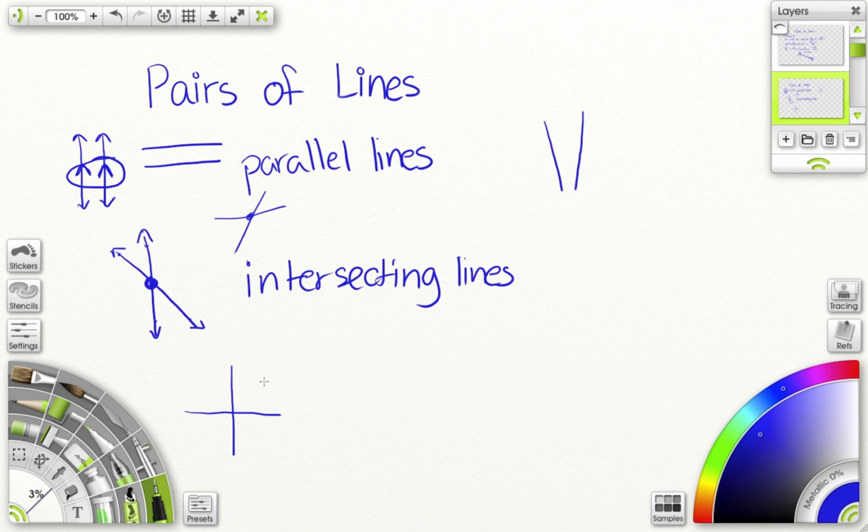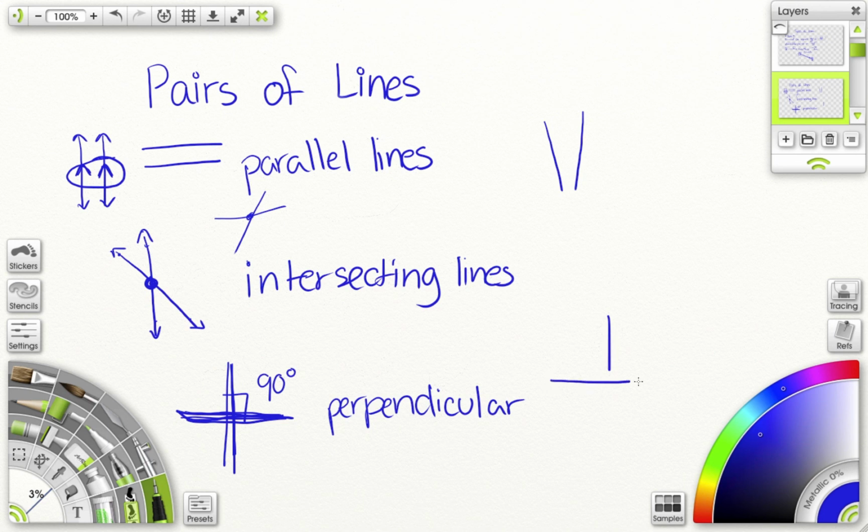However, they're different from these two pairs of lines right here. These two pairs of lines are called perpendicular. Perpendicular lines are like intersecting lines, except when they cross paths, they cross at a 90-degree angle. Perpendicular lines will often look like a cross, or it can look like this. Or it can look like this.